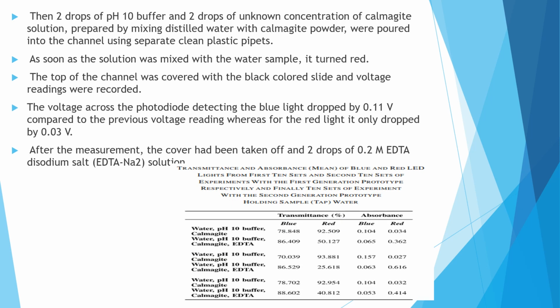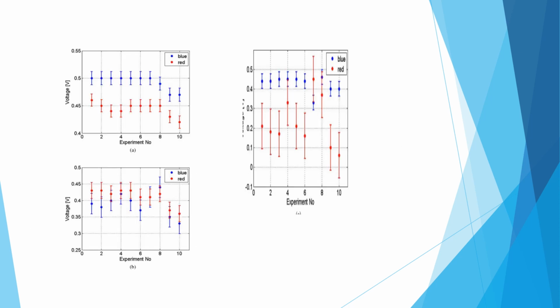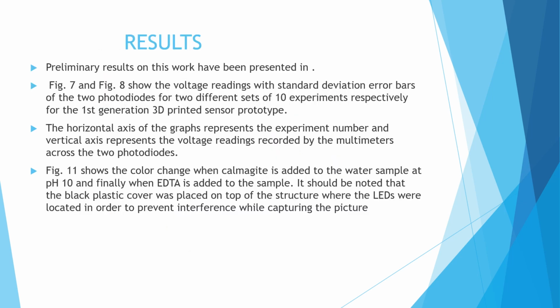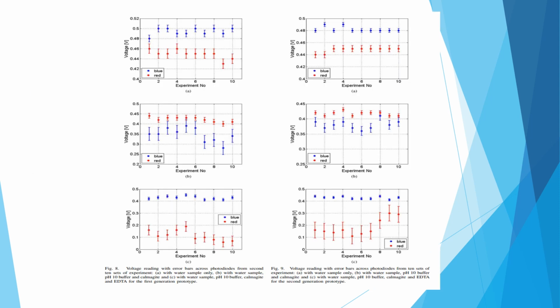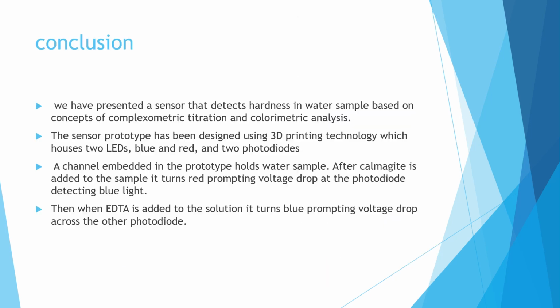As soon as the solution was mixed with the water sample, it turned red. The top of the channel was covered with a blank colored slide and voltage readings were recorded. These are the diagrams of voltage and records. The results: preliminary results of the work have been presented. Figures 7 and 8 explain how the results have been obtained, and the conclusion.